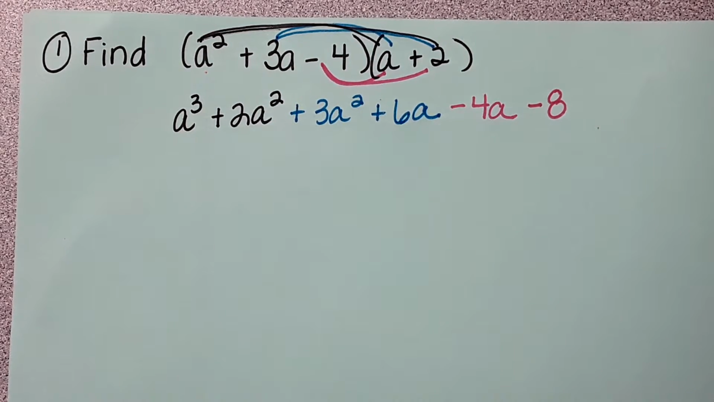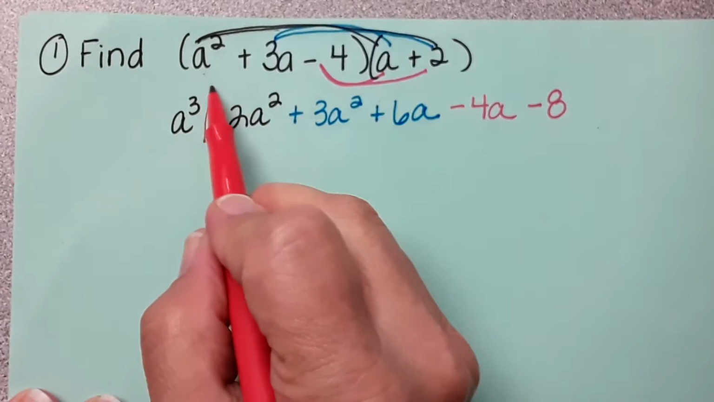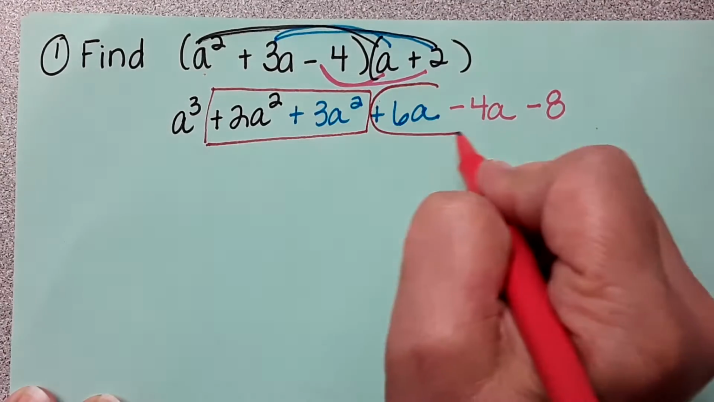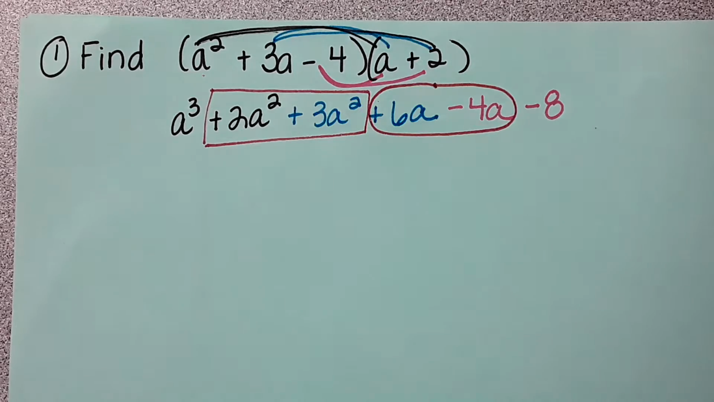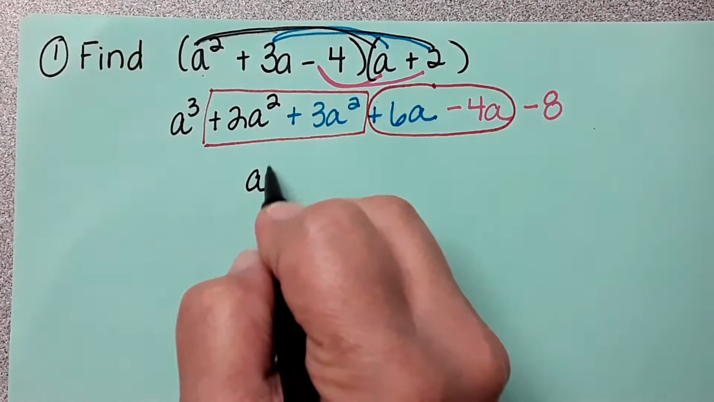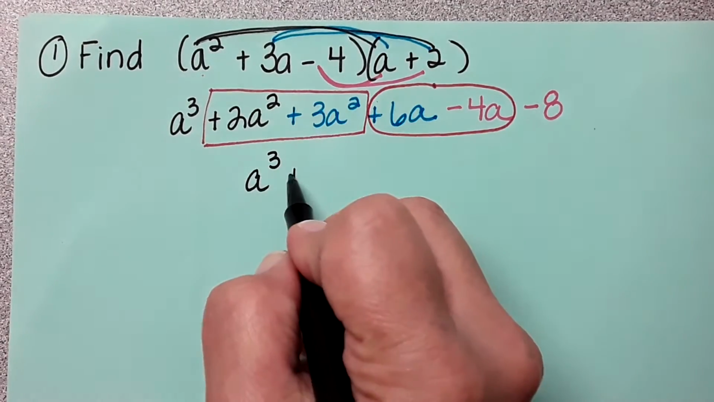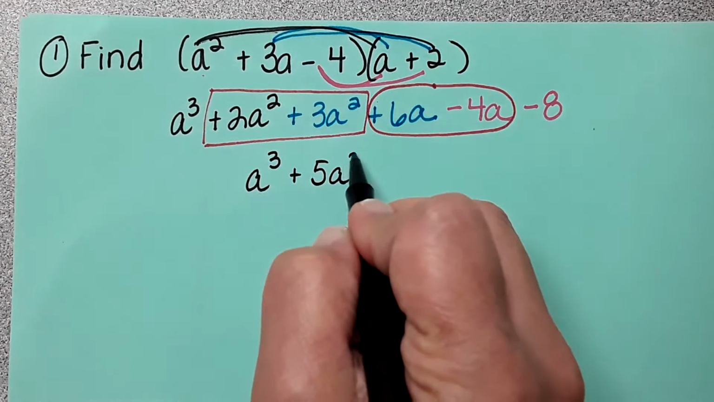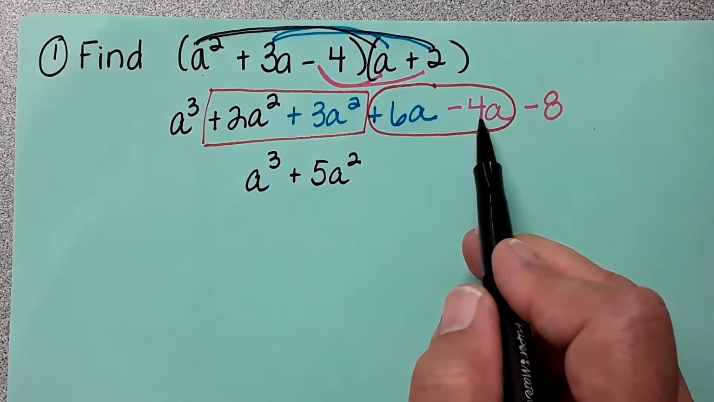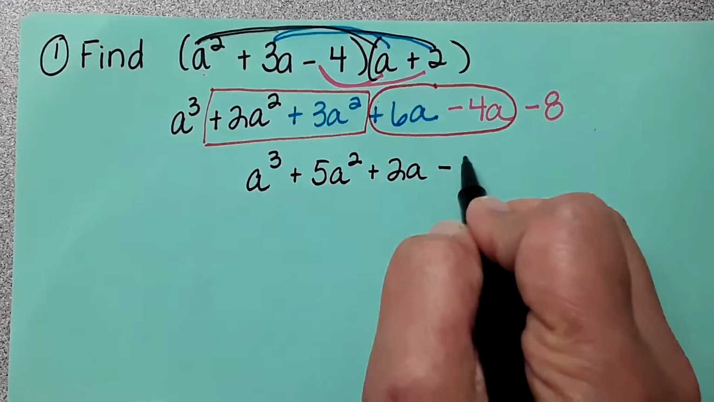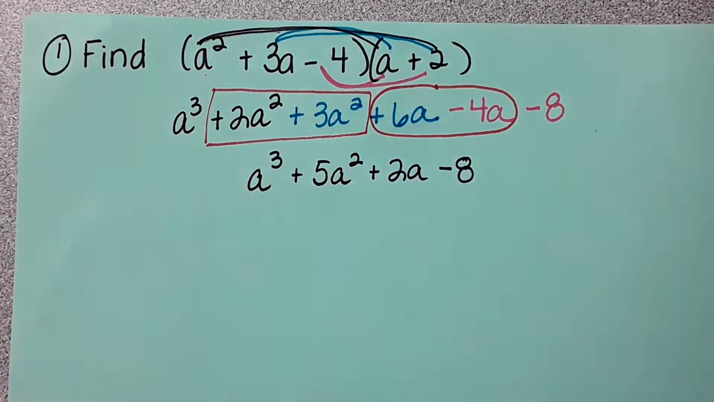Now what we need to do is combine like terms. These two are like terms, and these two are like terms. So what that means is a to the third is going to just come down. 2a squared plus 3a squared is positive 5a squared. 6a minus 4a is positive 2a, minus 8. And that's my final answer.